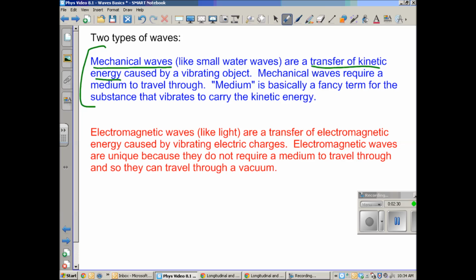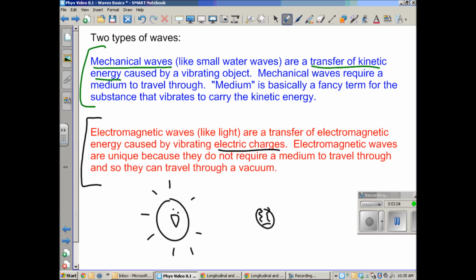And then the second type of wave is what's called an electromagnetic wave, and this is actually going to be your next chapter. Electromagnetic waves, like light and X-rays and UV rays and all that, are a transfer of electromagnetic energy instead of kinetic energy, and they're caused by vibrating electric charges. Electromagnetic waves are unique because they don't have to have a medium to travel through. And so electromagnetic waves can travel through a vacuum, which is why we're able to see the sun, right? The sun transfers its light to the Earth through the vacuum of outer space.